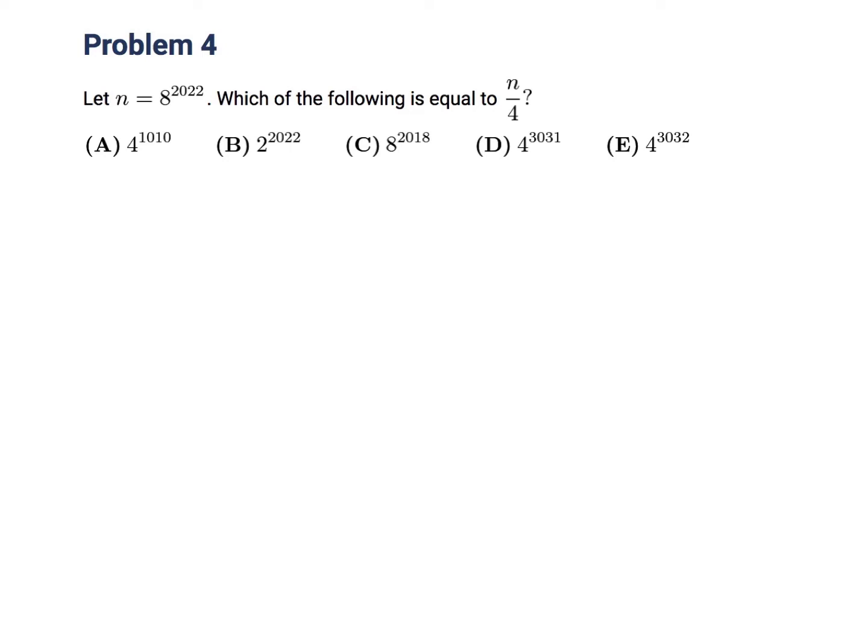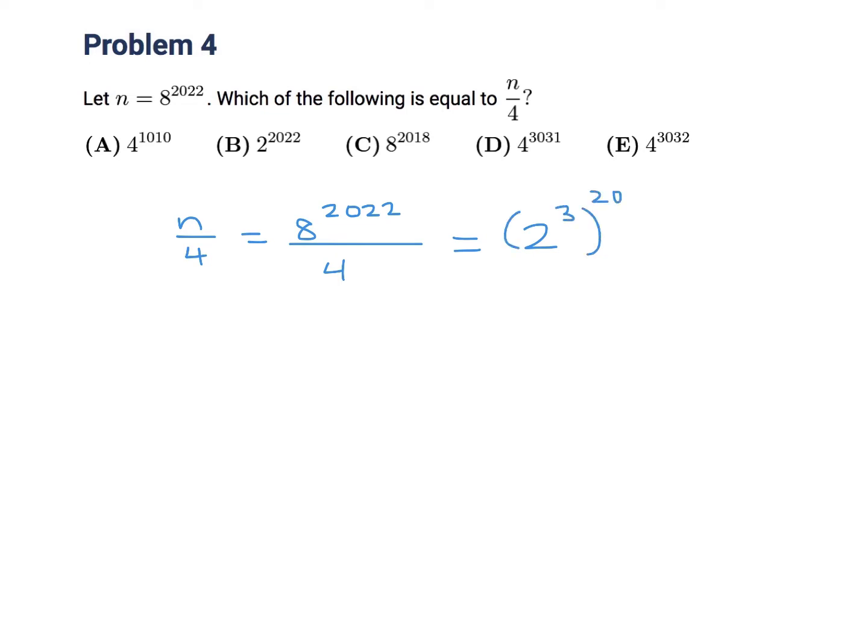Let n be equal to 8 to the power of 2022. Which of the following is equal to n over 4? So n over 4 would be 8 to the power of 2022 over 4. I think we're going to have to change the bases. The answers are all over the place. We've got 4, 2, 8. So I'm not really sure which direction to go. Let's just use base 2 and then see what happens at the end.